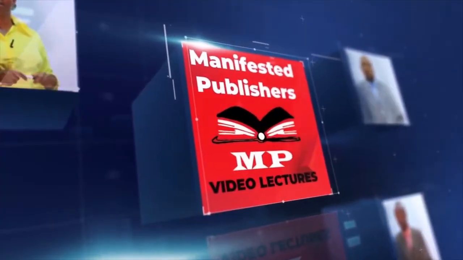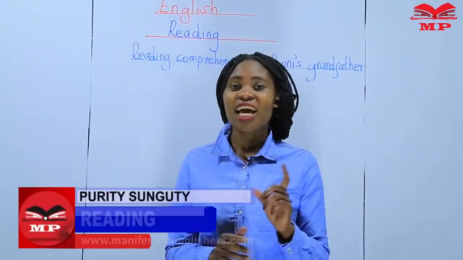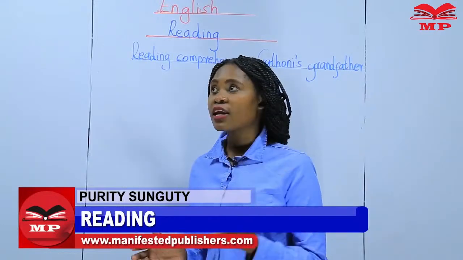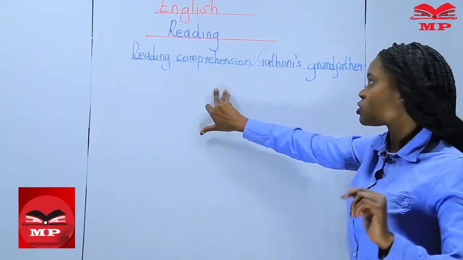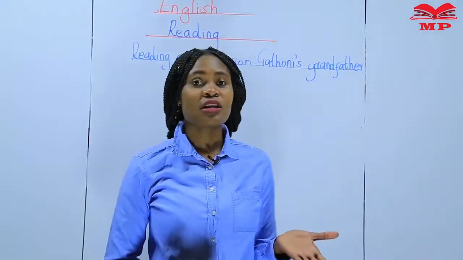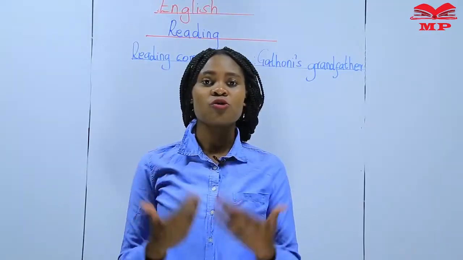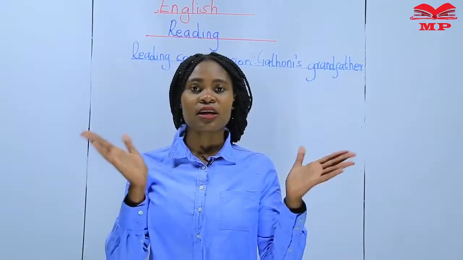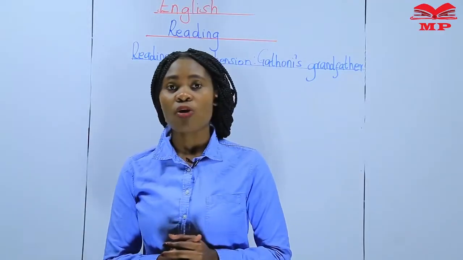Welcome to Manifested Publishers. Hello learners, welcome back to Manifested e-learning platform. We are still continuing our previous lesson on reading and reading comprehension. The title of the comprehension was Gathoni's grandfather. So in our previous lesson, you were learning about the vocabulary words, the words that we will meet in the story and their meanings. You are supposed to understand the words first before we read them in the comprehension.